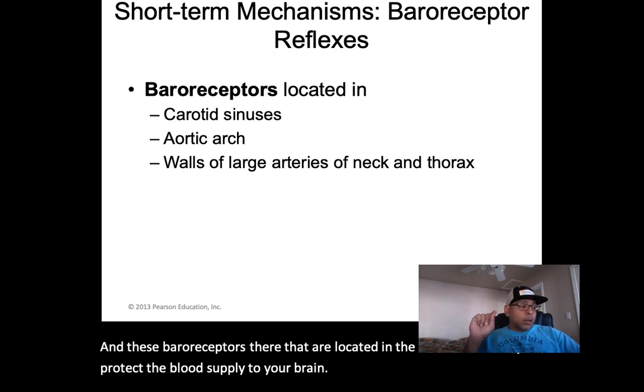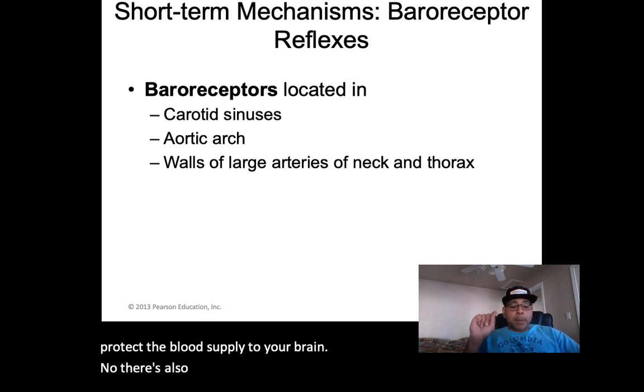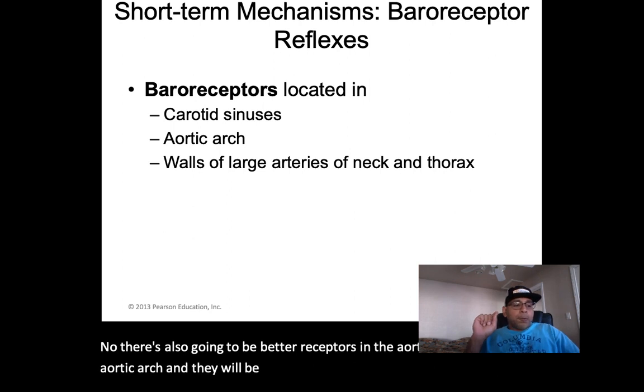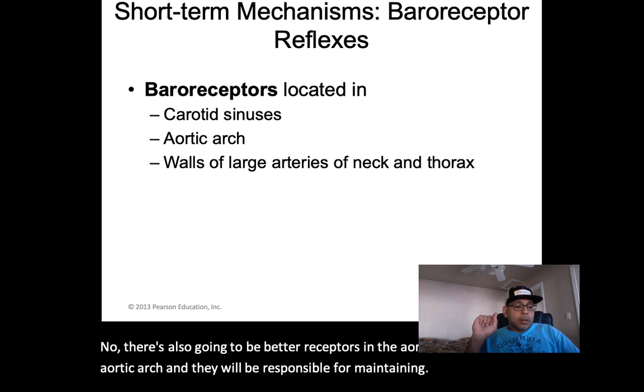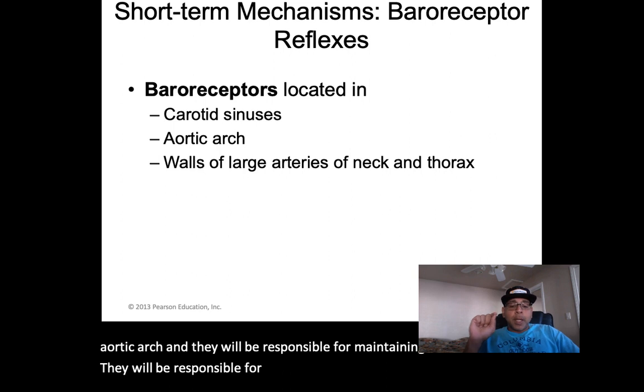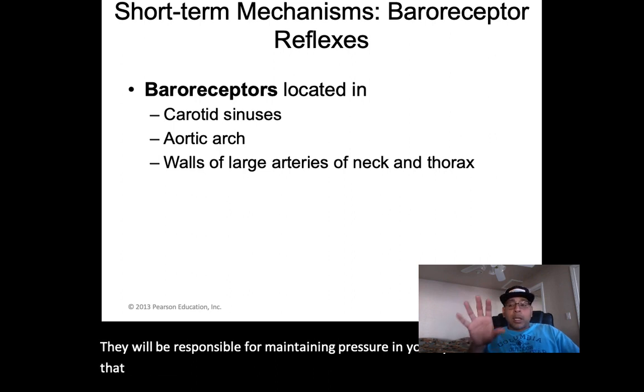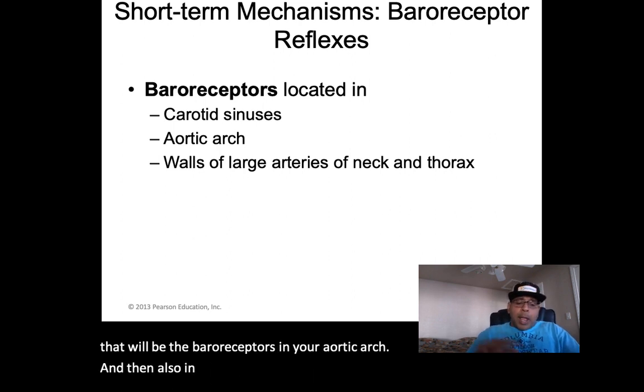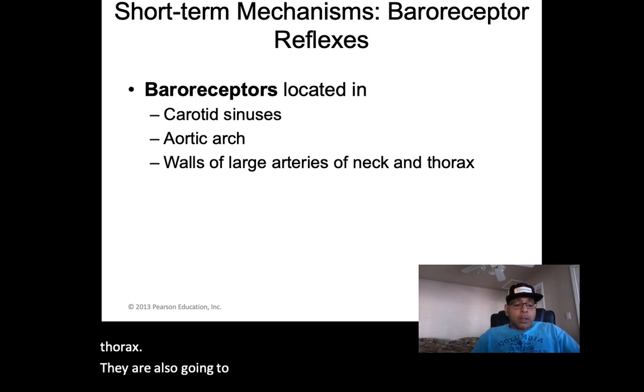Now, there are also baroreceptors in the aortic arch, and they will be responsible for maintaining pressure in your systemic circuit. That will be the baroreceptors in your aortic arch. They're also going to be found in the walls of nearly every large artery in the neck and thorax.